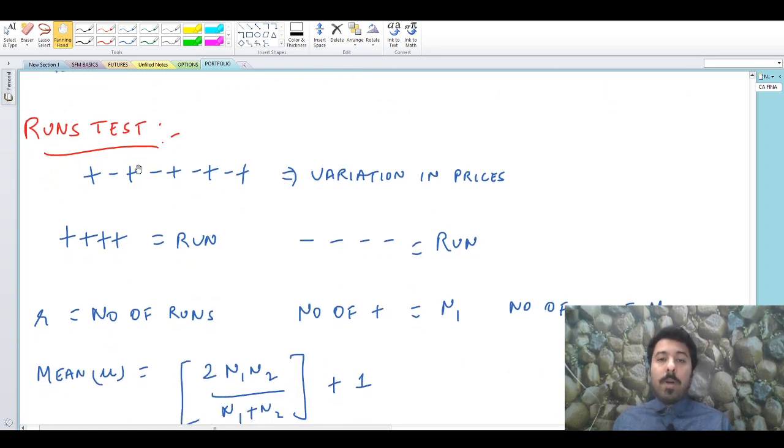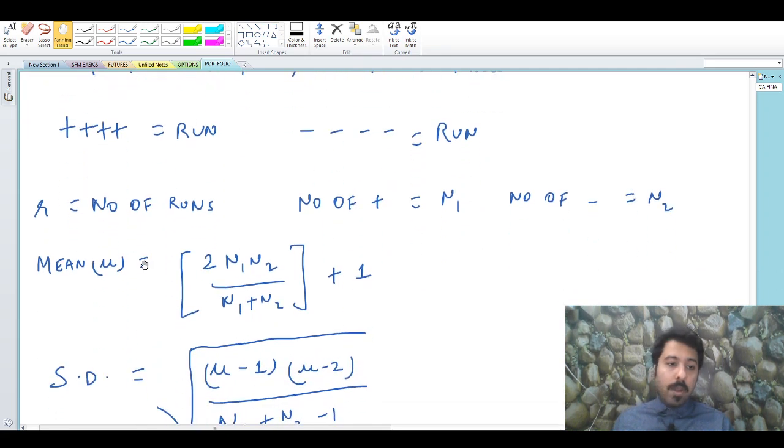We need to perform a runs test. What is a runs test? See, plus minus, stock prices keep on moving, variation is there, fluctuating, someday it will rise, someday it will fall, obviously. And if there is a continuous plus, it means a run. If there is a continuous minus, it means a run. Okay. And R refers to the number of runs.